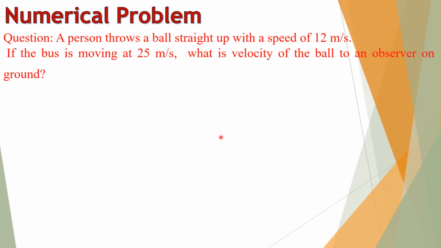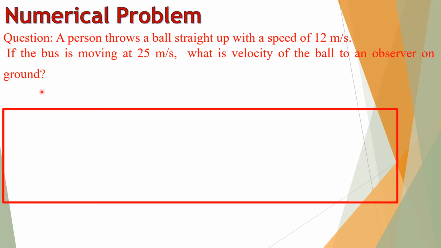Numerical problem. Question. A person throws a ball straight up with a speed of 12 meter per second. If the bus is moving at 25 meter per second, what is the velocity of the ball to an observer on ground? We need to calculate the resultant velocity and we have two components along x-axis and along y-axis of velocity.